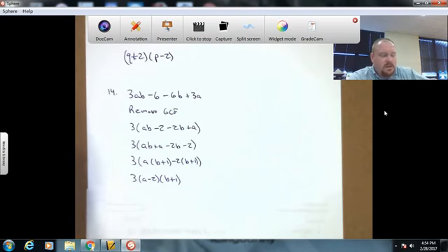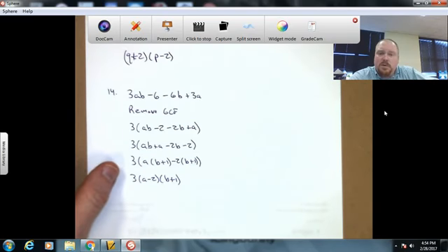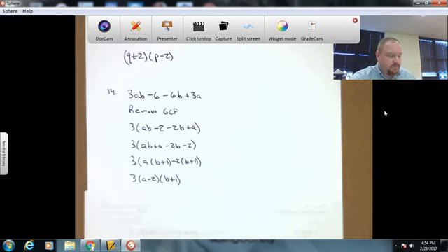The biggest mistake people are going to make is they're going to forget to continue to carry the 3 down. So do be cautious. There is no solving that can be done here. So again, you just move on.